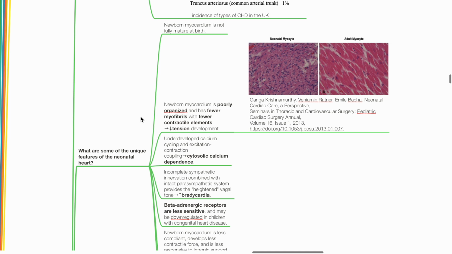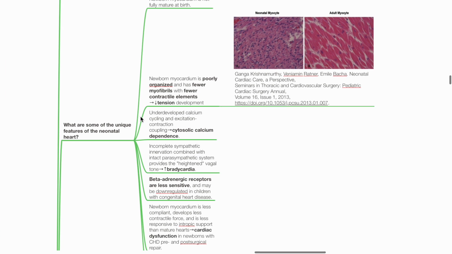The newborn myocardium is not fully mature at birth. Newborn myocardium is poorly organized and has fewer myofibrils with fewer contractile elements. This reduces tension development. Underdeveloped calcium cycling and excitation contraction coupling lead to cytosolic calcium dependence.